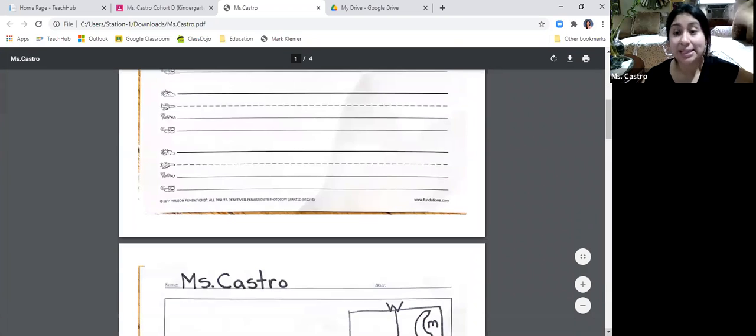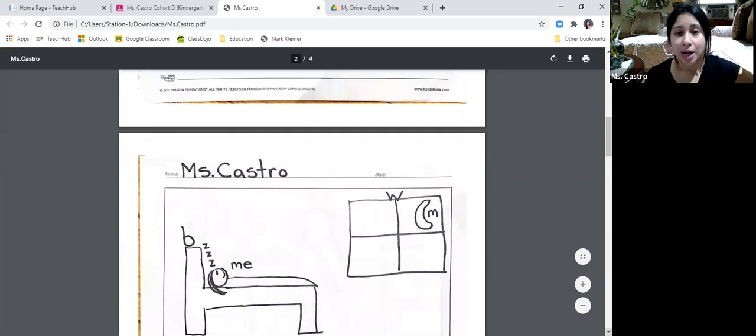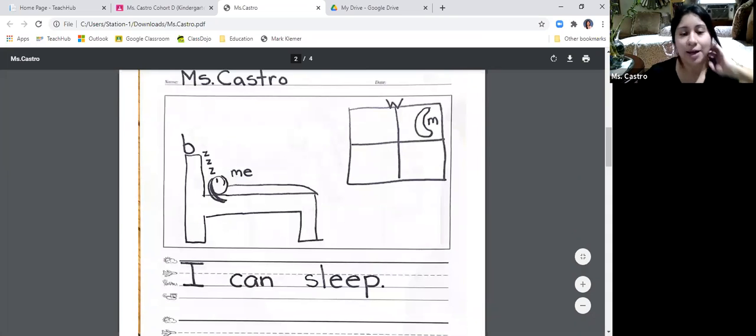Okay. Then on the next page, page 2, you tell me something different that you can do. And this is what I showed you yesterday. I showed you that I am in my bed, and in my bedroom, there's a window, and out of the window, you can see the moon. I'm showing you that I'm sleeping. So my sentence says, I can sleep. Illustration matches the picture, and I showed you the window that's in my bedroom.